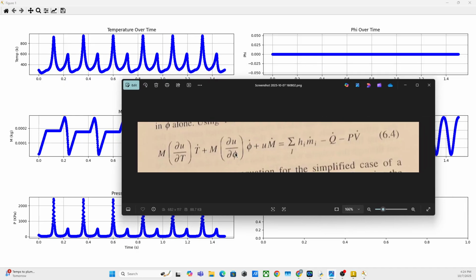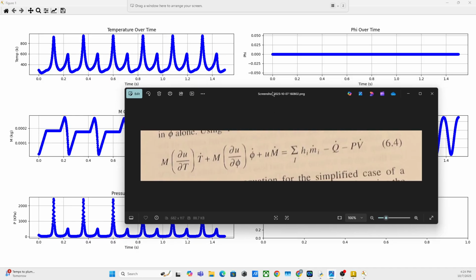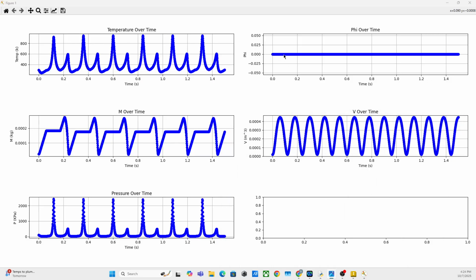So let's talk about phi, that term over here that I was telling you about. Phi is the equivalence ratio, which means you take the amount of fuel divided by the amount of air, and then divide that by the perfect fuel to air ratio. So it's your fuel to air ratio divided by a perfect stoichiometric fuel to air ratio. And I'm not injecting any fuel, so that ratio is 0.